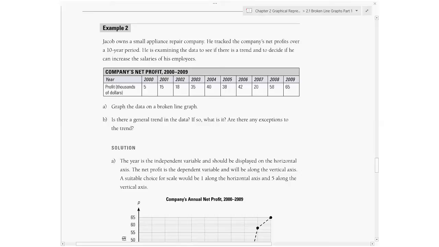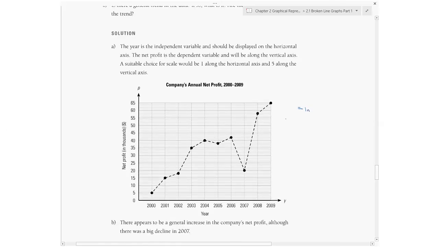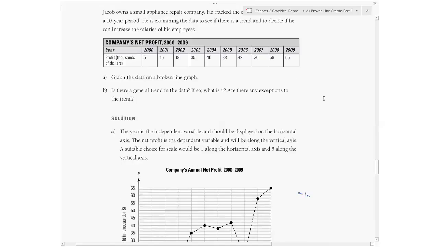So here, this is already done for us. So we take a look. Time is going to be our independent variable. It's a little jumpy today. There we go. Let's try this here. So that's our independent variable.